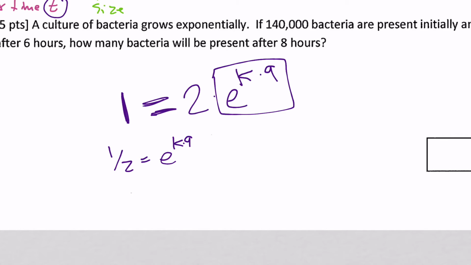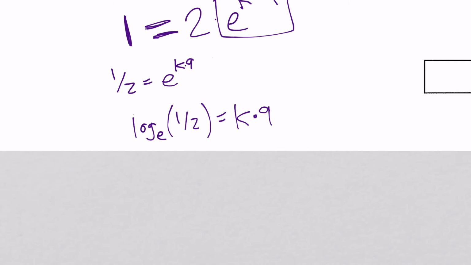So let's keep going. At this stage, I could rewrite things. Notice on the right side, my exponential bit has a base of e. So I could do a log base e on both sides. And what that's going to work out to giving me is a log base e of 1/2 equals k times 9. And that's, again, just rewriting it from an exponential form into logarithmic form. So I've got log base e, which is commonly written as ln. It's the natural log.